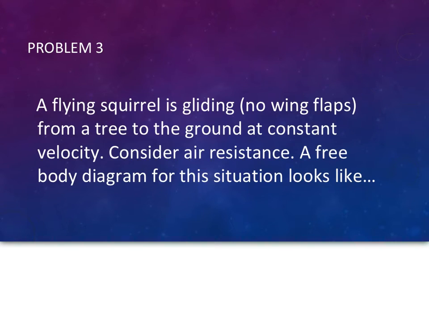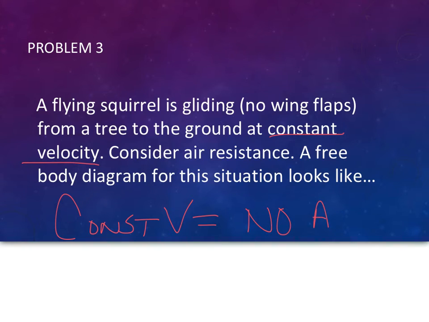In this third problem, we have a flying squirrel gliding. We're not flapping wings, just gliding through the air from a tree to the ground at a constant velocity. Constant velocity is important to remember because when you have constant velocity, what does that say about acceleration? Constant velocity means that there is no acceleration. Keep that in mind.